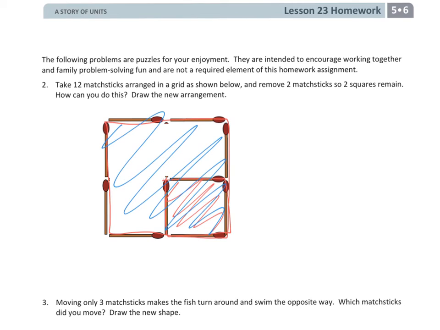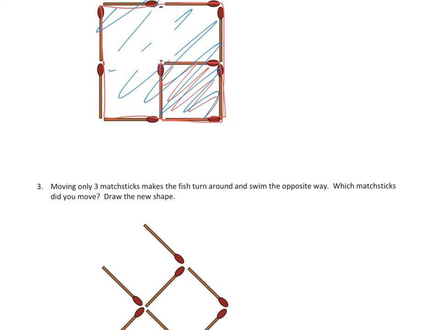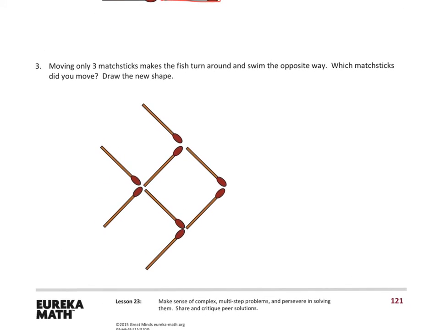You might have something a little bit different, but you can check your work. And let's take a look down at the bottom. And this one says, moving only 3 matchsticks makes the fish turn around and swim the opposite way. Which matchsticks did you move? So up above we were supposed to draw a new shape, but I didn't. I'm not going to draw this shape either. I'm going to cover it up and I'm going to redraw it on this. So I have to move only 3 of them.